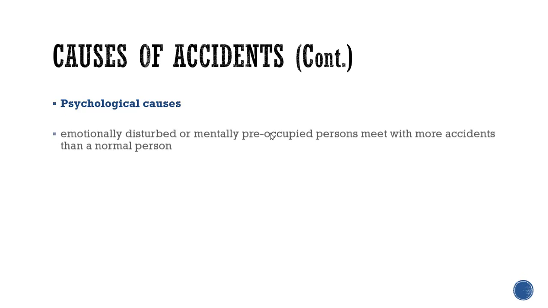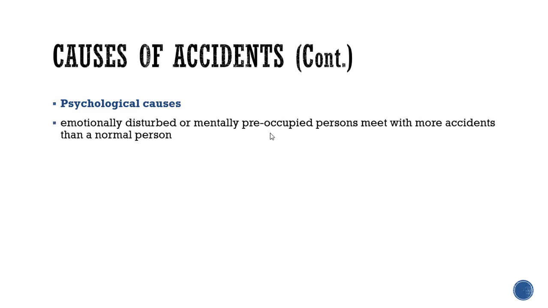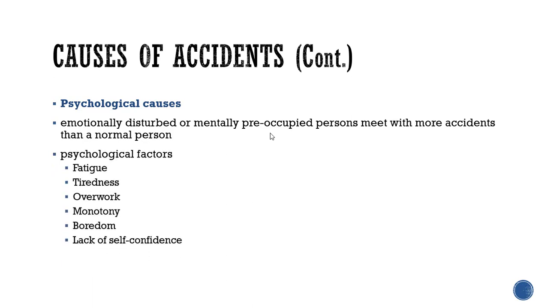Okay, and the third thing is psychological causes. Okay, so it is very important: an emotionally disturbed person cannot carry out the work like a normal person. That is something everybody knows. Okay, and how he is psychologically. Okay, so these are some factors I have listed out: fatigue, tiredness, overwork, monotony, boredom, lack of self confidence. So these are all the issues related to psychological causes.